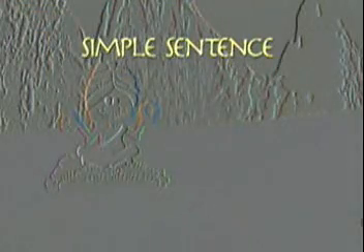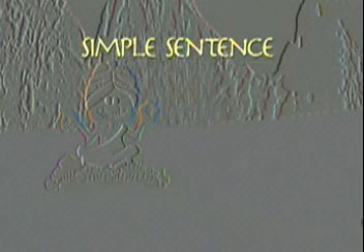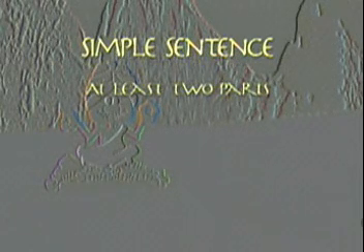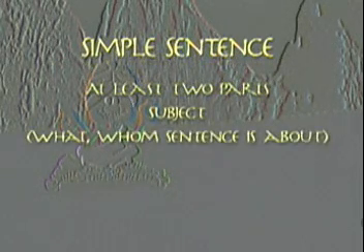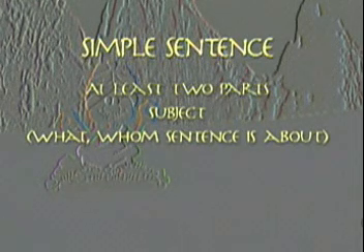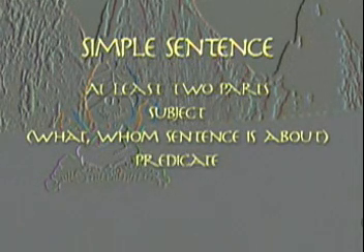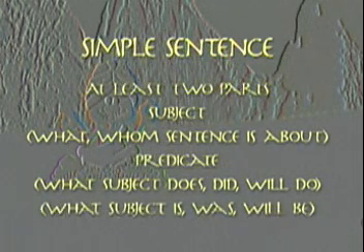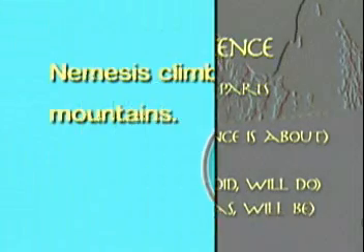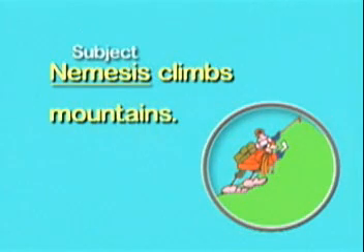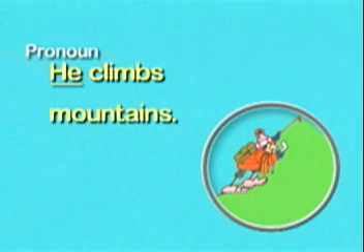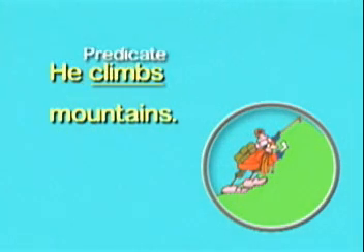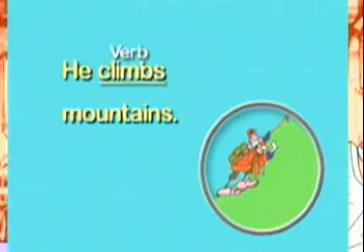First, the simple sentence is always composed of at least 2 basic parts. The subject, which tells what or whom the sentence is about, and the predicate, which in the main tells what the subject does, did, or will do, or what the subject is, was, or will be. The subject is composed of a noun, pronoun, or phrase that functions as a noun. The predicate is always a verb.